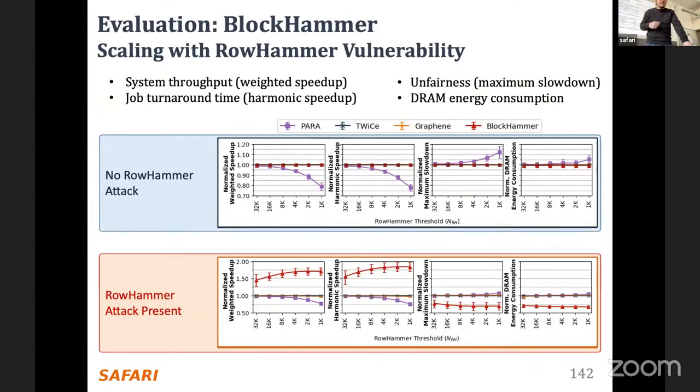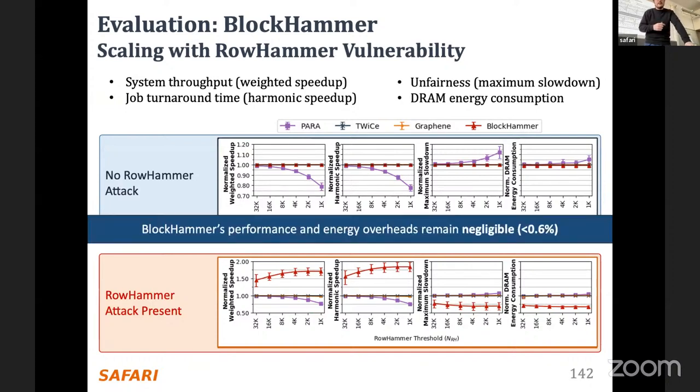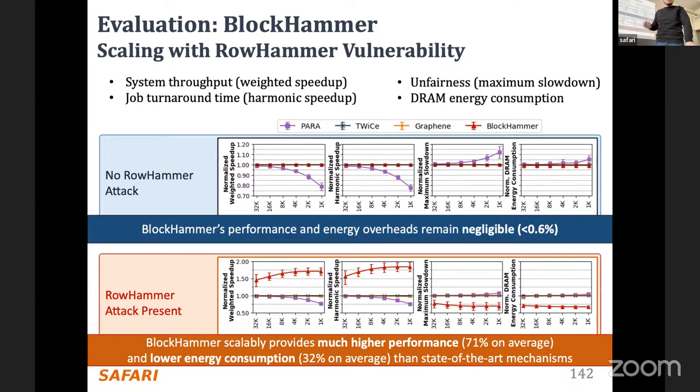And these are the results from the paper. I won't talk too much about this, but we tested RowHammer thresholds down to 1,000, and we showed that BlockHammer has very low performance and energy overheads. And when there's a RowHammer attack, BlockHammer provides much higher performance than state-of-the-art mechanisms because it allows you to throttle the attacker thread and essentially prevent the RowHammer attack.